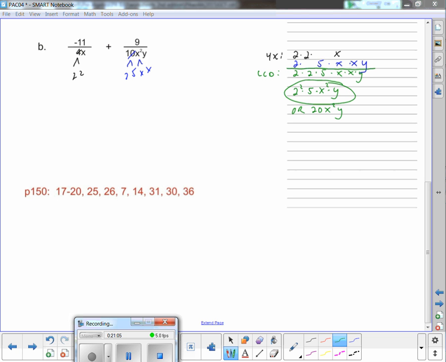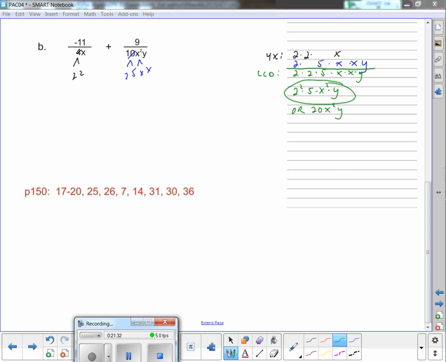You have 2 squared times 5 times x squared times y, right? Makes sense? The 4x is a 2 times 2 times x. The 10x squared y is a 2 times 5 times x times y. Made my chart, right? Lined up my factors. I need a 2 for the 2 column, another 2 for the 2 column, a 5 for the 5 column, an x for the x column, another x for the x column, and a y for the y column.